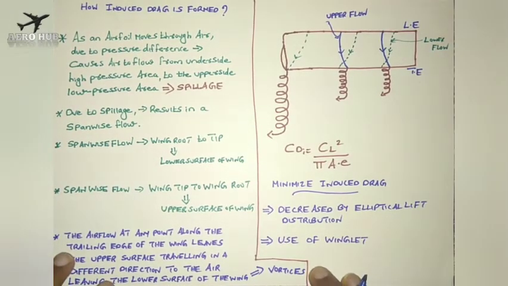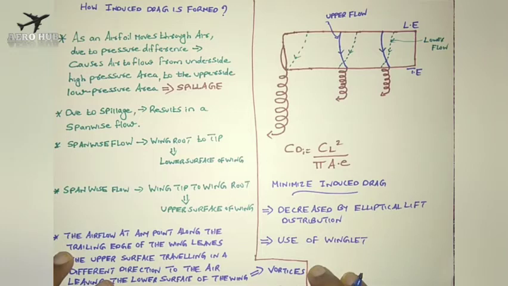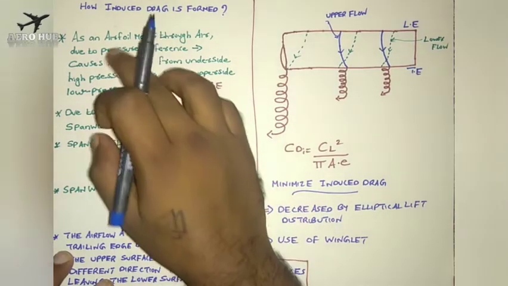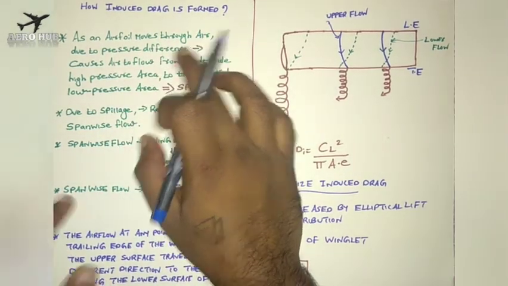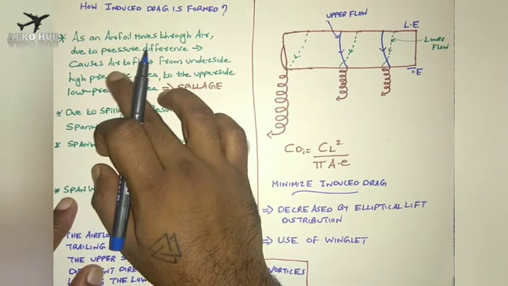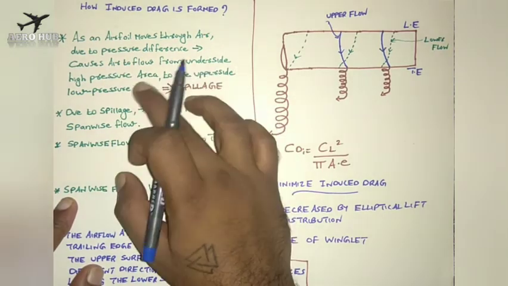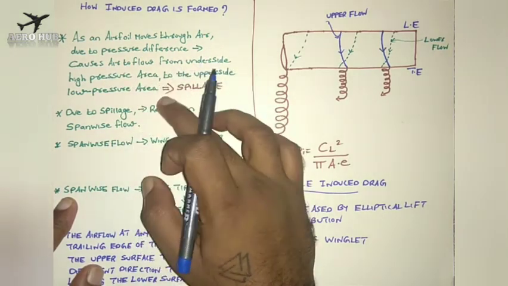Now we will discuss how the induced drag is formed. As you are aware, below the wing there will be high pressure and above the wing there will be low pressure. As the airfoil moves through the air, due to the pressure difference, air flows from the underside high pressure area to the upper side low pressure area.